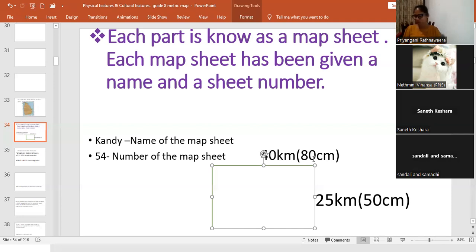I asked about the map sheet, not actual land. Then you have to multiply these two, 80 centimeter and 50 centimeter. Then you can find the area of the map sheet. What is the answer? 4,000 square centimeter.